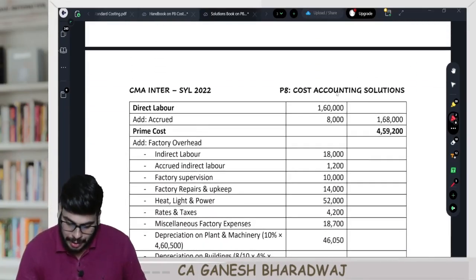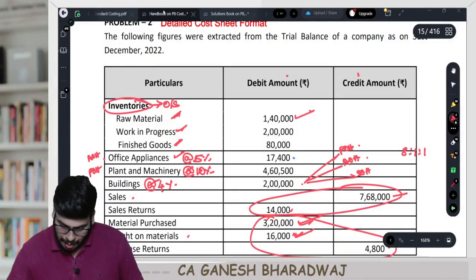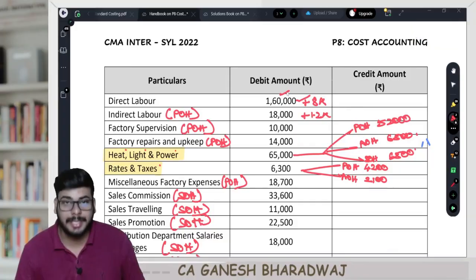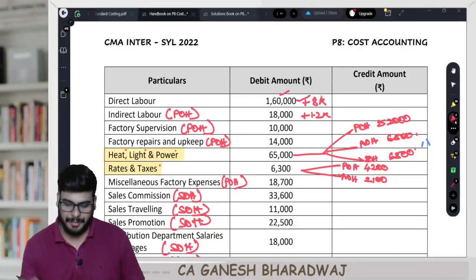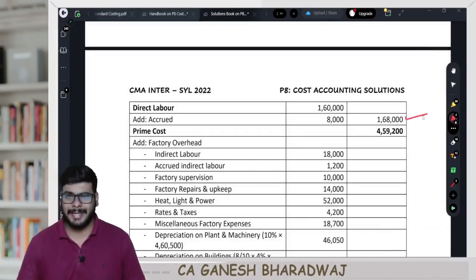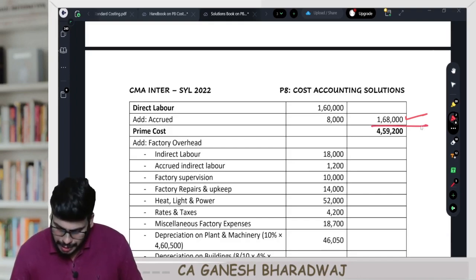Now, over and above that, what should you do? Direct labor. How much is direct labor? Tell me the figure. It's 1,60,000 plus 8,000 accrued they have given. Correct. So it's going to be 1,68,000. Now, direct expense in this question is not there. You can leave it. That's about it. Clear with this. You get your prime cost.